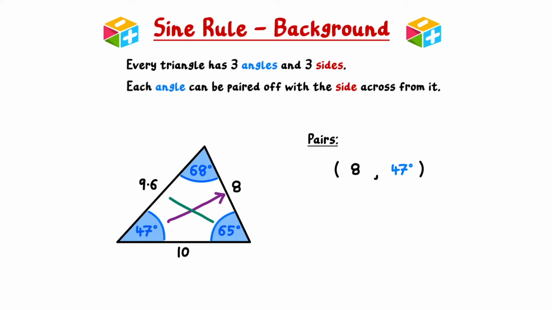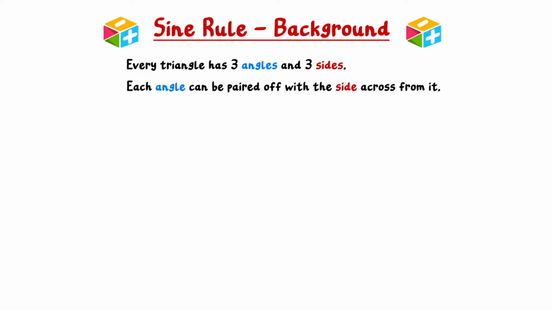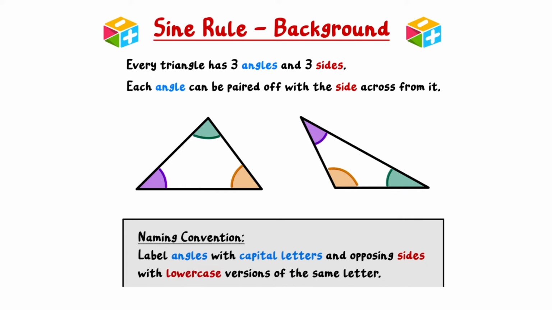Looking across from the 65 degree angle, we reach the side of length 9.6. So the second side angle pair is 9.6, 65. Finally, going across from the 68 degree angle hits the side length of 10. So the third side angle pair is 10, 68. Along with an understanding of side angle pairs, it's also crucial to get comfortable with the following naming convention.